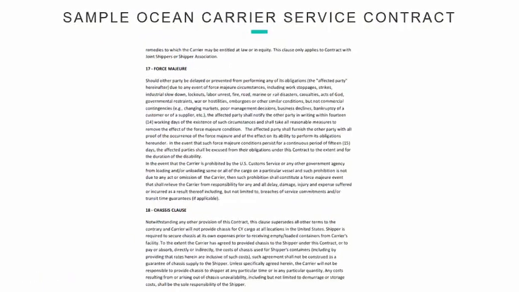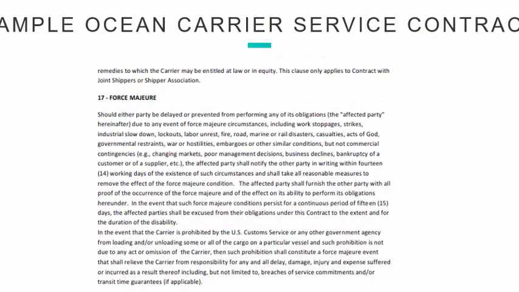Let's look at force majeure. It's a long clause and an important one because it talks about circumstances outside the control of the parties that prevent one or both of the parties from performing their obligations. Force majeure means acts of God. And when one thinks of acts of God, one might think about a tsunami or a volcano that erupts near a port, things of this nature. And that is indeed true. But force majeure also includes, as we see, work stoppages, strikes, industrial slowdowns, very human things as well.